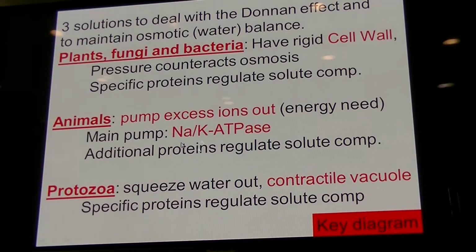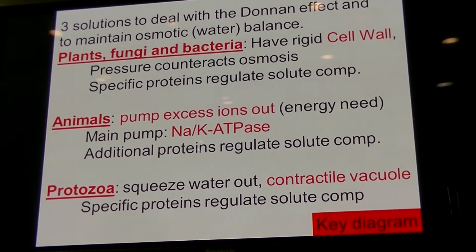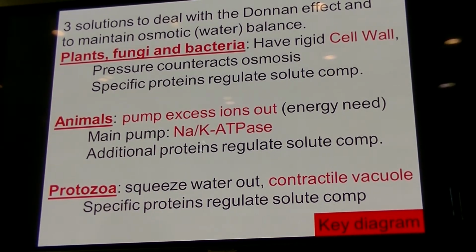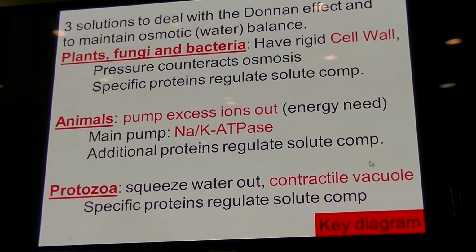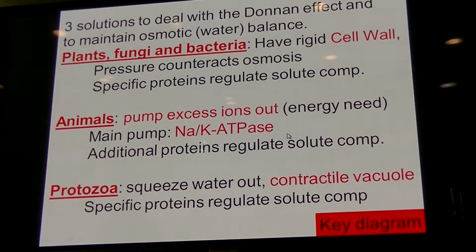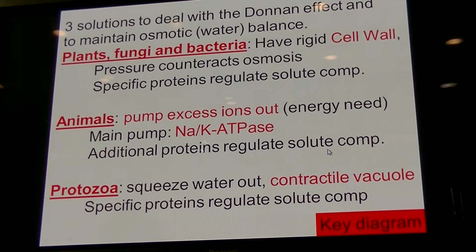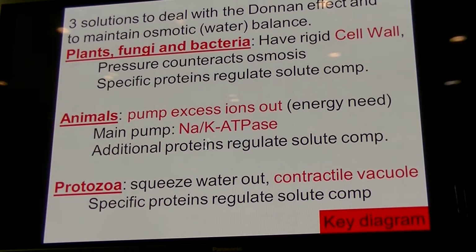So we use the sodium-potassium pump and the energy stored in ATP. One third of all the ATP that we make goes to this purpose. It cannot be ignored. So we make a sodium gradient, and then additional proteins by secondary active transport are there in the membrane to regulate the exact ion composition, solute composition that we have.